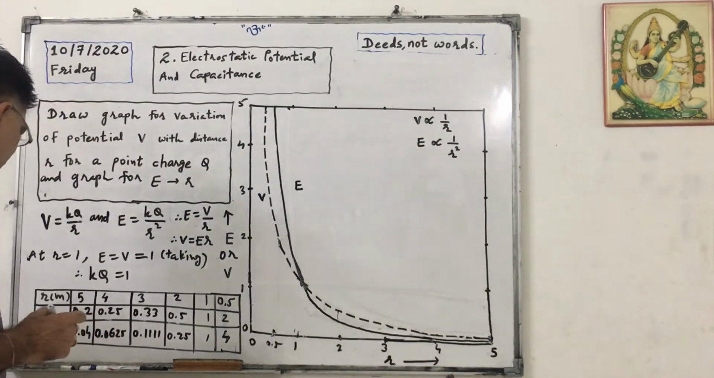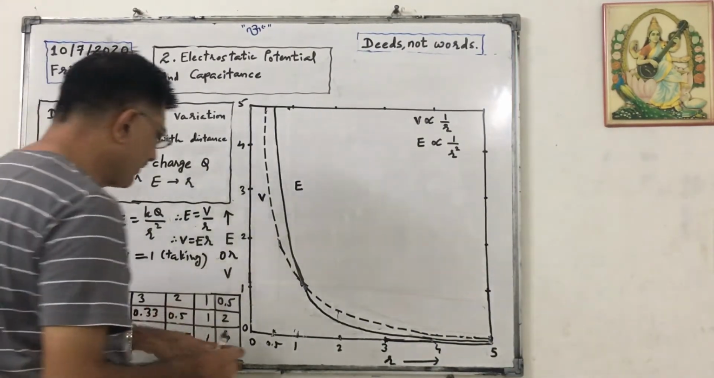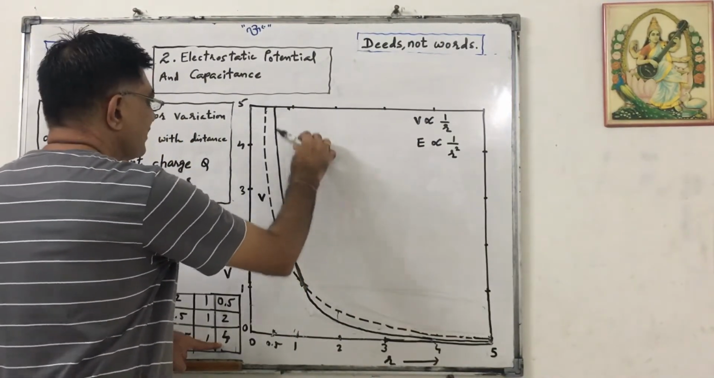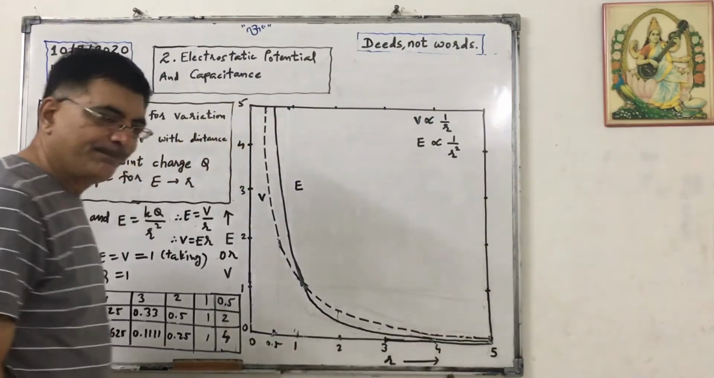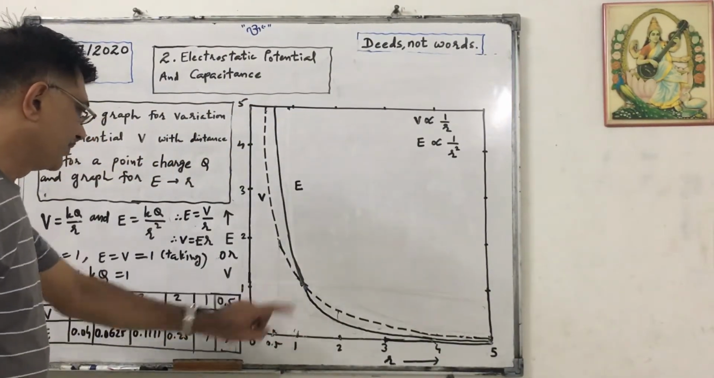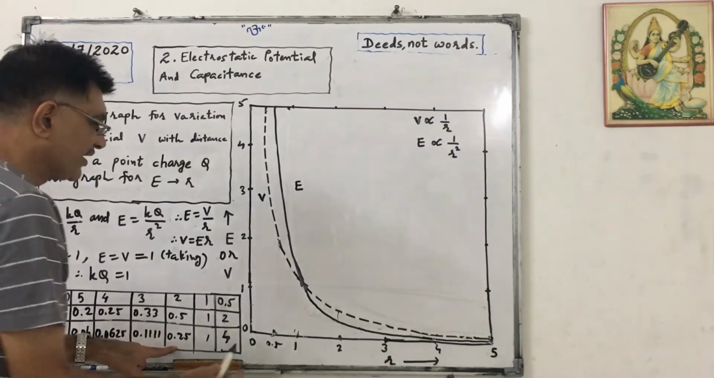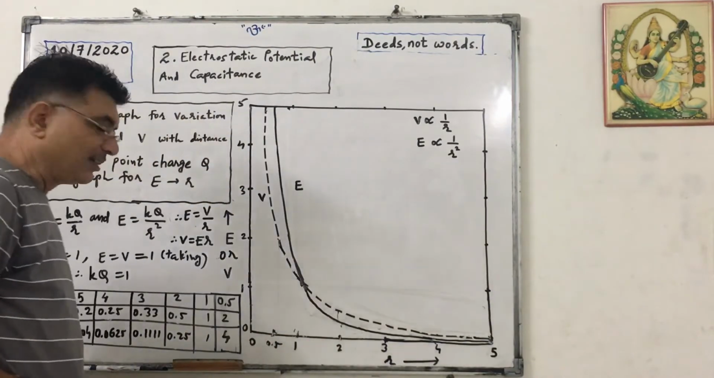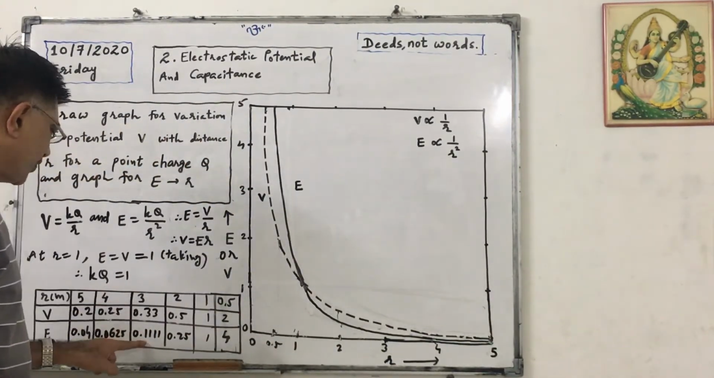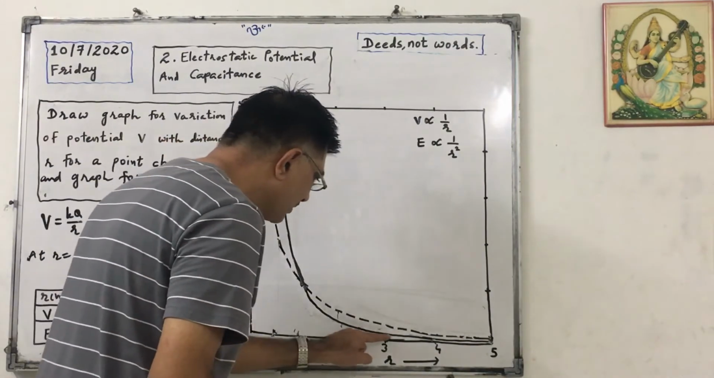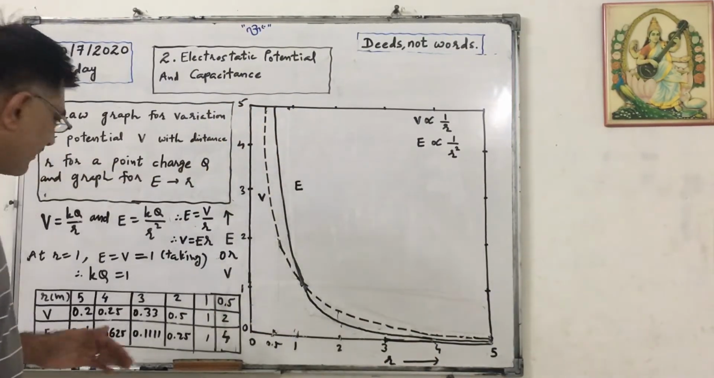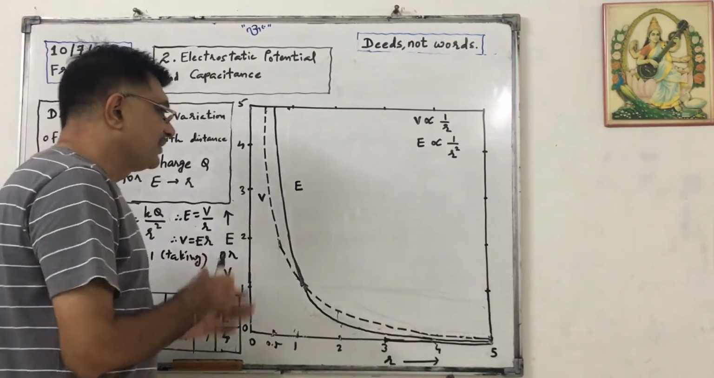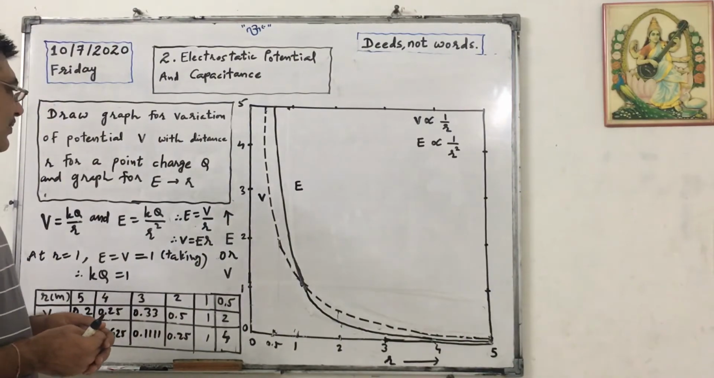Now, let us prepare the graph for E. At 0.5, E is 4. This dark line is the graph for E. At 1 it is 1. At 2 it is 0.25, fourth part of 1. At 3 it is 0.1, so 10th part of 1. And the other values are very small, so you just draw the graph like this. So this is the graph of E and V.